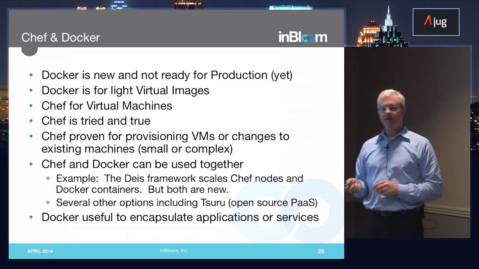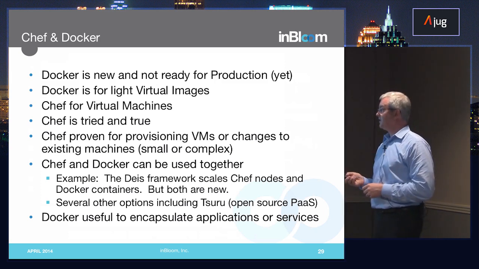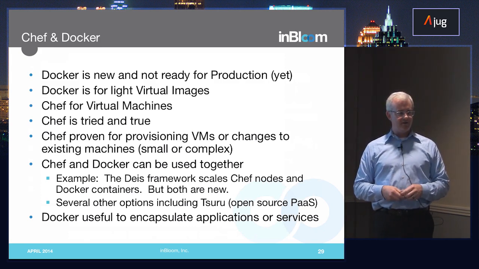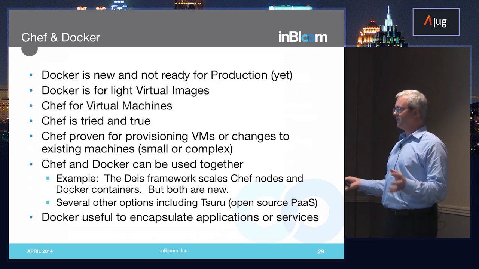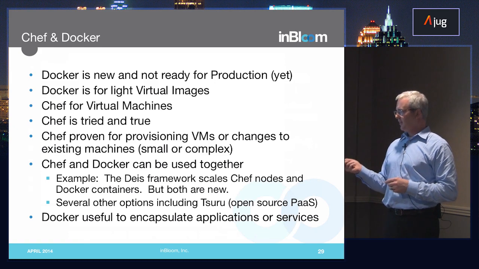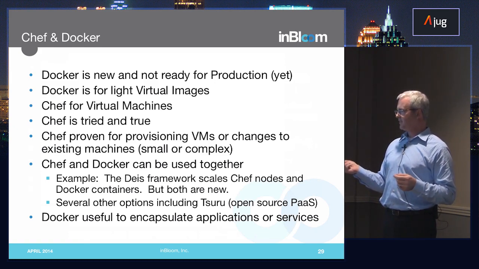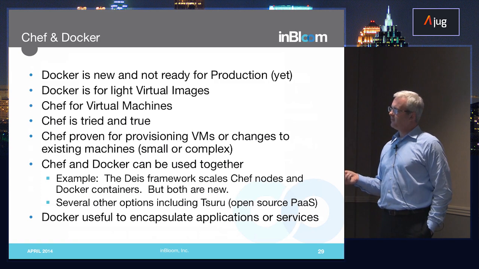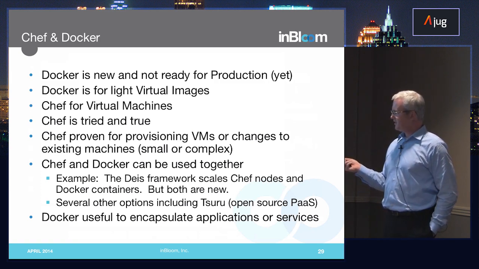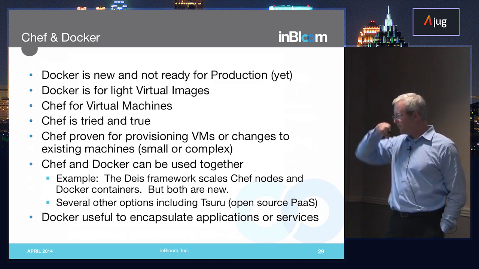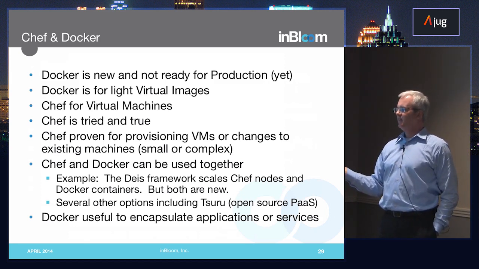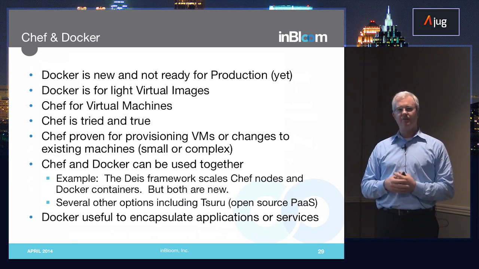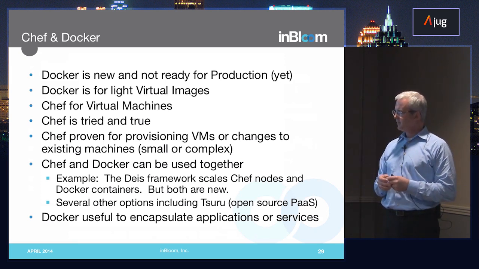And actually, there are some frameworks that are evolving that prove this. There's something called Deus, which scales Chef nodes and Docker containers. Deus actually supports Heroku containers too. So not only supports Docker, but supports Heroku, so there's a convergence going on between the two. And there's a pretty cool online PaaS called Suru. I don't know if I'm pronouncing that correctly. But basically it's a graphical way of configuring a PaaS, which uses Docker-like syntax. And it all reinforces the point that this containerization strategy is useful for encapsulating applications and services and deploying them as decoupled applications that aren't stovepiped together.